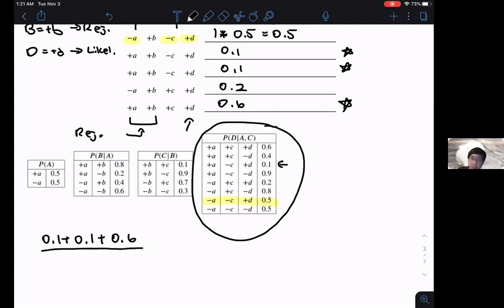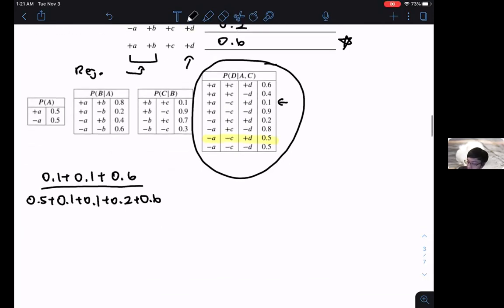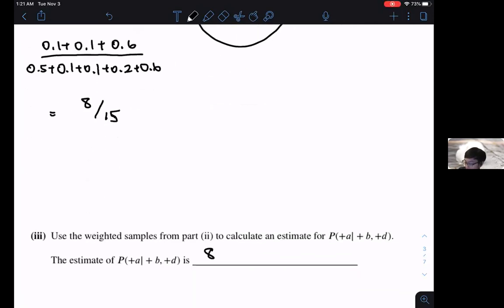And then we divide this by the sum of all of the samples that we've taken so far. In this case, that would be 0.5 plus 0.1 plus 0.1 plus 0.2 plus 0.6. And this overall comes down to 8 over 15. So that would be our estimate of this query.